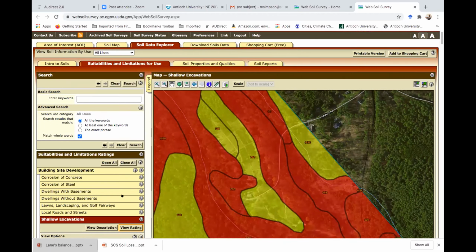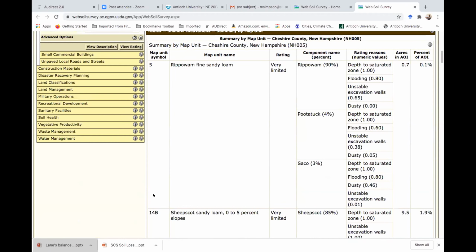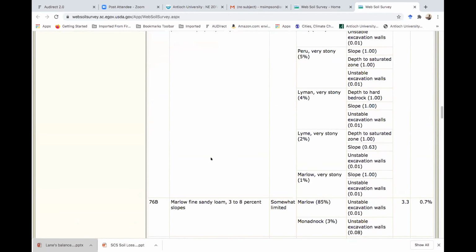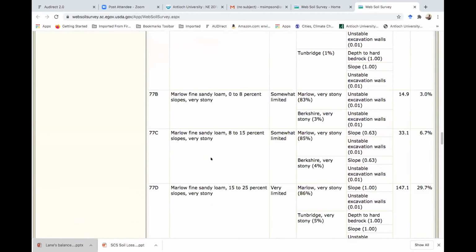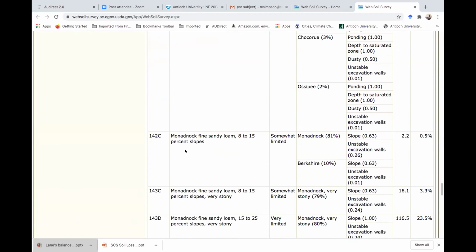Okay. Now, if we go down underneath it, it has a table. And if we go to our Monadnock soils down here, Monadnock soils, 8 to 15% slope. It's somewhat limited for shallow excavations for a basement, for example. Okay.